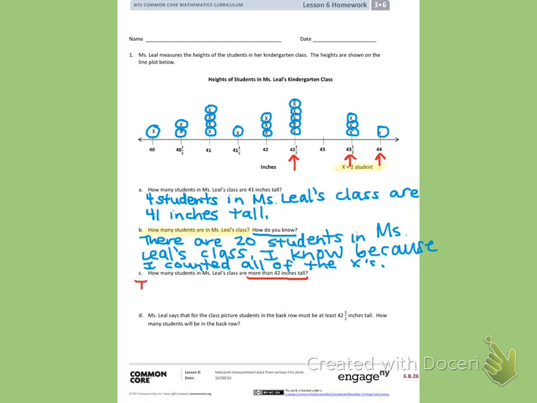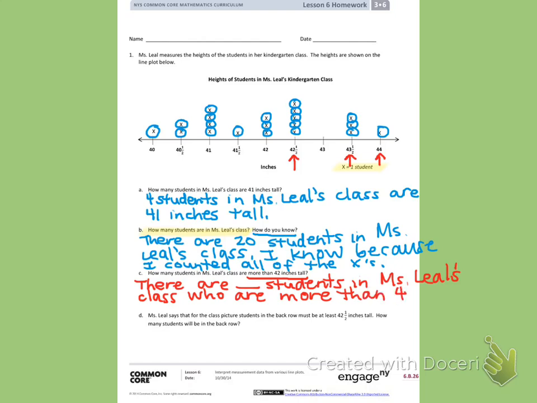Then I would answer in a sentence. There are blank students in Ms. Leal's class who are more than 42 inches tall.